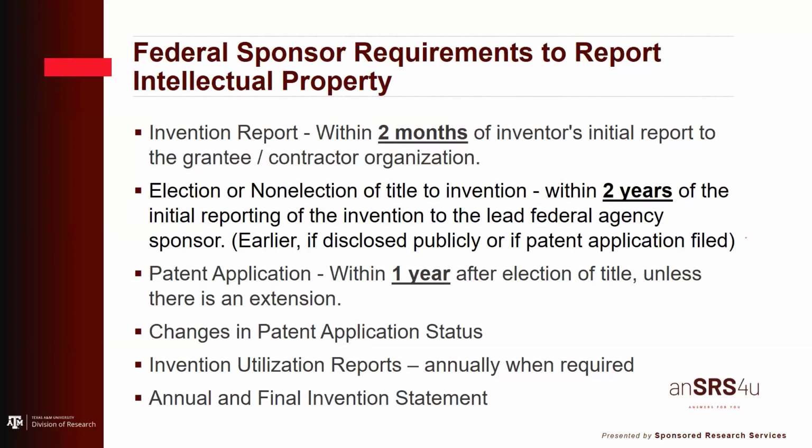But if we do elect title and say, yes, we are going to declare our ownership in this invention, then we also have to follow through with intellectual property protection on that invention, and we have to do something with that invention. Within a year after we declare our ownership, we need to file for patent protection, or maybe some other form of protection. And we have obligations to report our status of our patent applications and things like that back to the agency. So there's an ongoing obligation that we have with the federal agencies when there are inventions that result from federal funding.